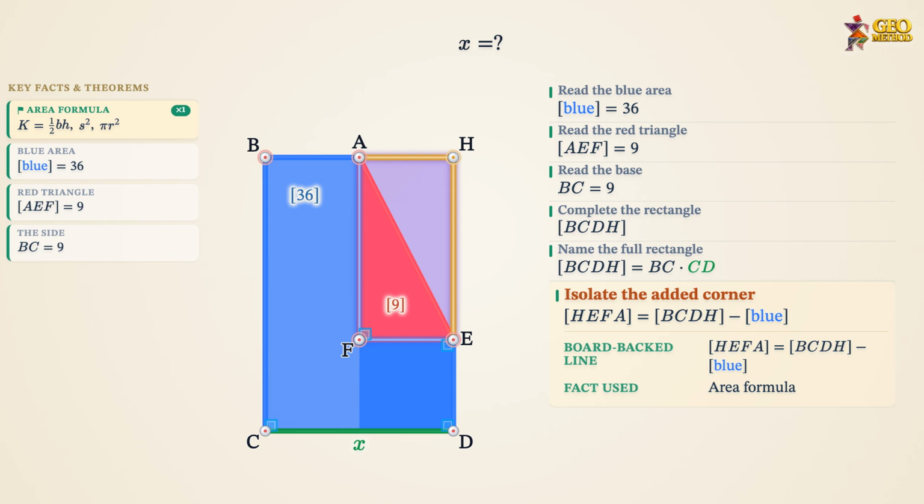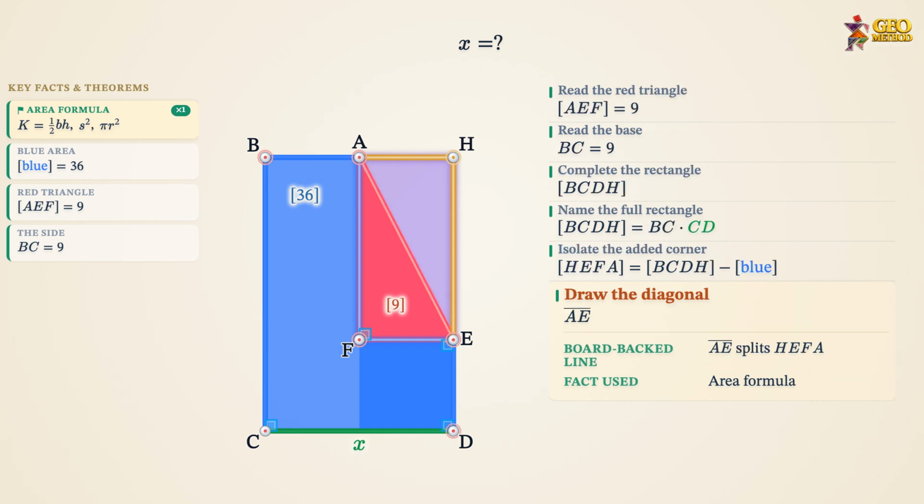The only piece we added is the small rectangle HEFA in the top right. By construction, it is exactly the full rectangle minus the blue stepped region. So if we can measure it, we can relate the two areas.